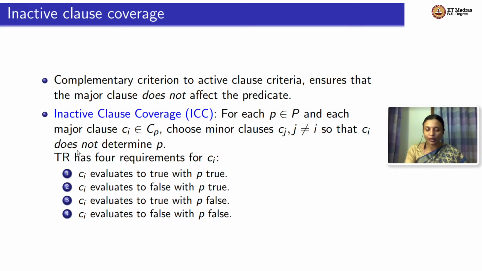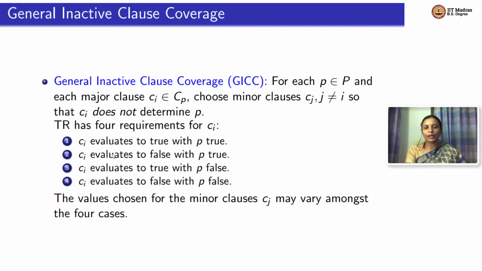Because it does not determine, there are four optional requirements. Major clause can evaluate to true or false, with the predicate evaluating to true or false. So the values in general inactive clause coverage criteria, the values chosen for the minor clauses can vary. That is, it's general. We don't dictate or specify how the minor clauses take values. The same as for general active clause coverage criteria. Here also we say it can vary. There is no restriction or condition.